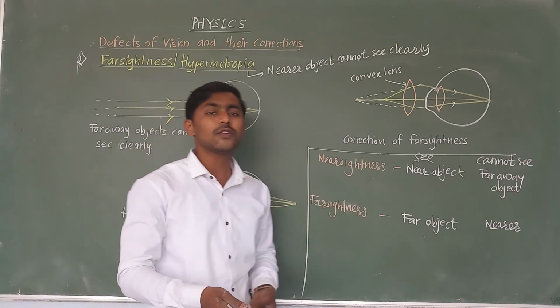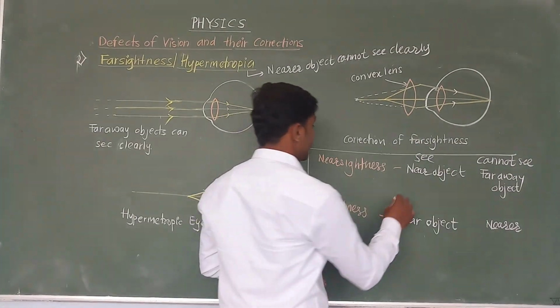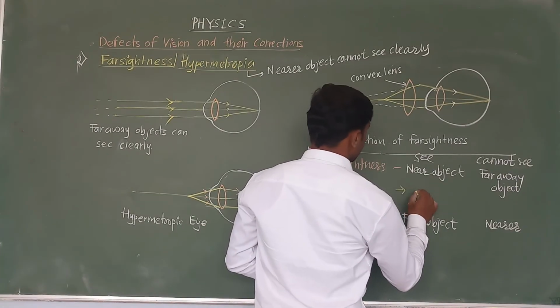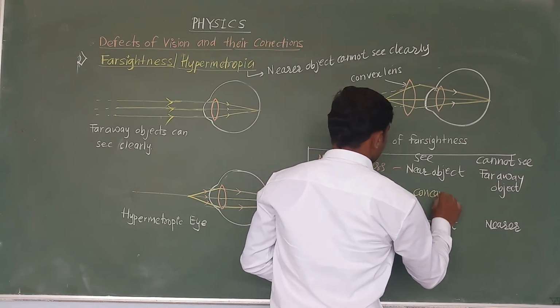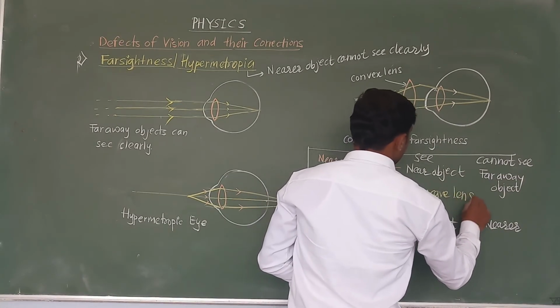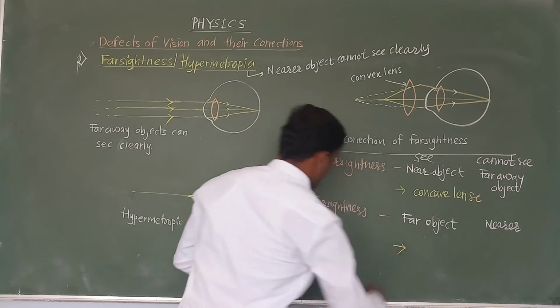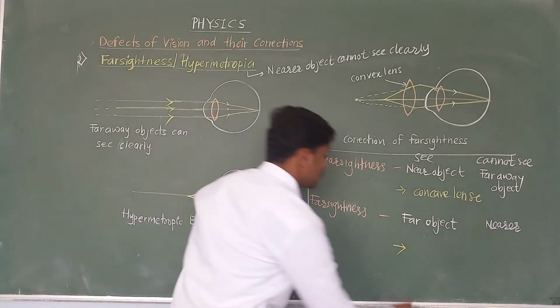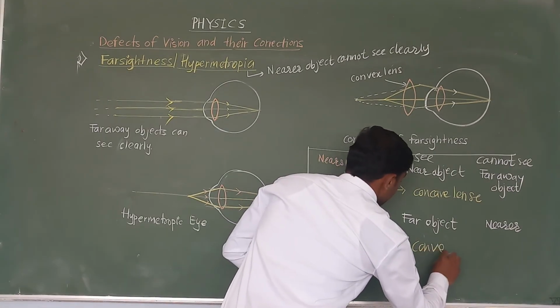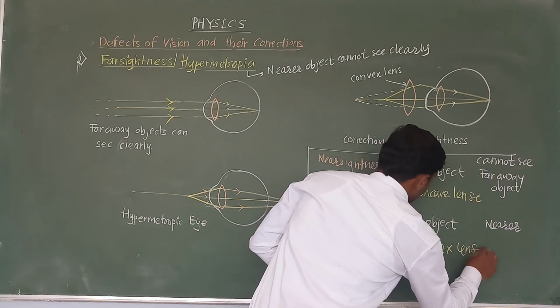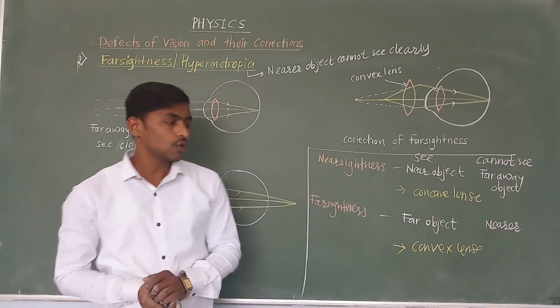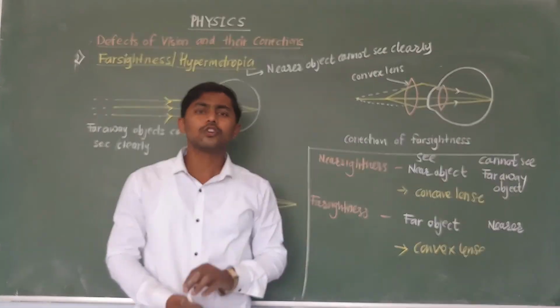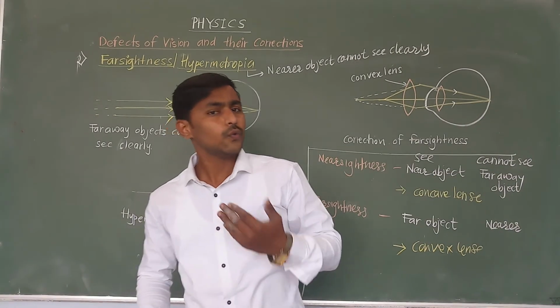How to overcome these difficulties, we have studied. In nearsightedness we use a concave lens spectacle, while in farsightedness we use a convex lens spectacle. Okay, so this is all about the defects of vision.